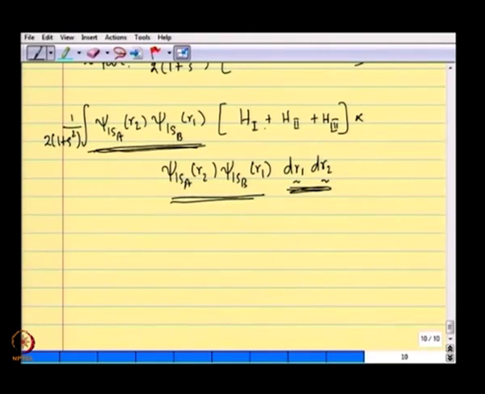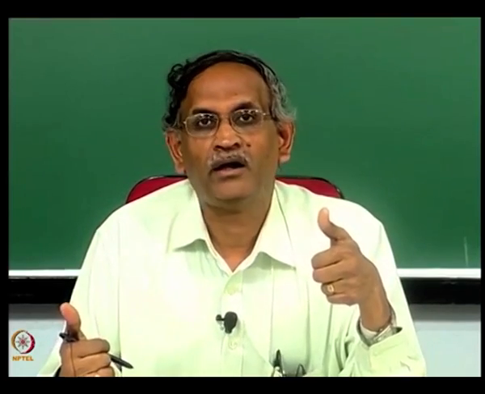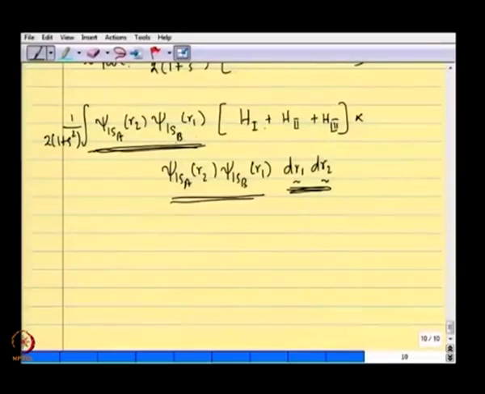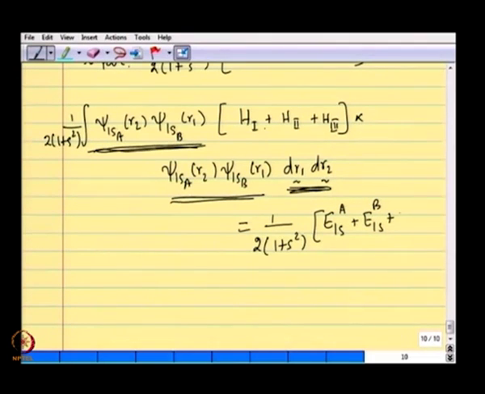But it's integrated over all the coordinates of r1, all the dr1 and all the dr2, and the Hamiltonian is of course symmetric to the interchange of these two coordinates, because it's about the two indistinguishable electrons: kinetic energy, potential energy, and the nuclear potential energy. Therefore, the Hamiltonian is symmetric with respect to the interchange of 1 and 2. The wave functions are only interchanging the coordinates, and dr1 and dr2 are sort of dummy variables when you do the integration. Therefore, this is exactly the same as what we had calculated, namely 1 by 2 into 1 plus S square. It is also E1SA plus E1SB plus J.